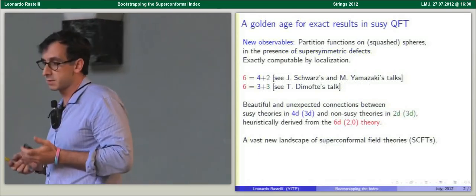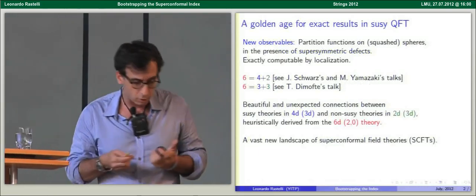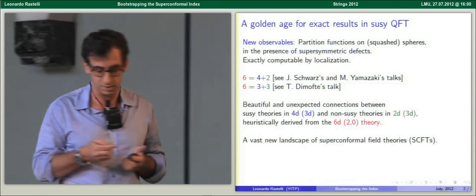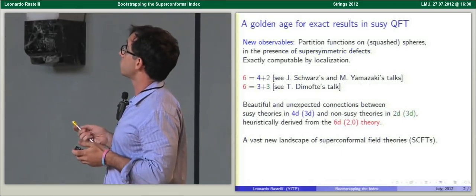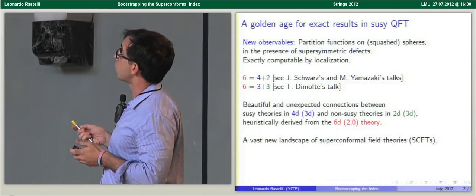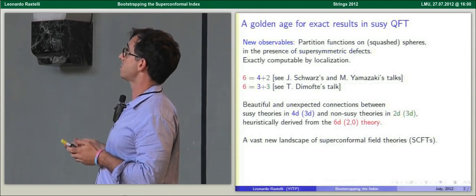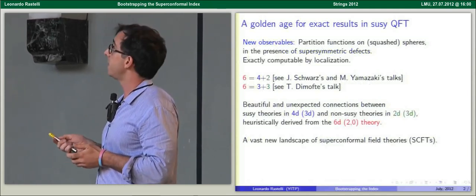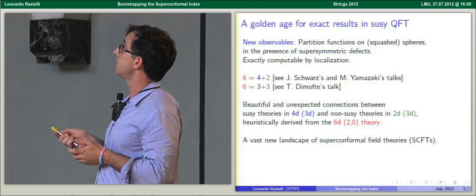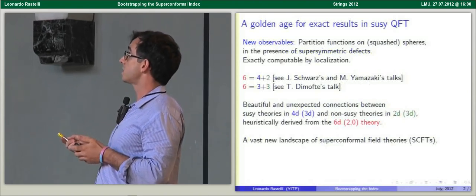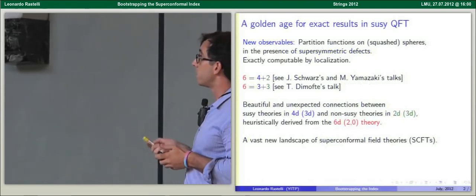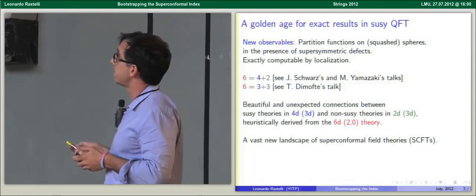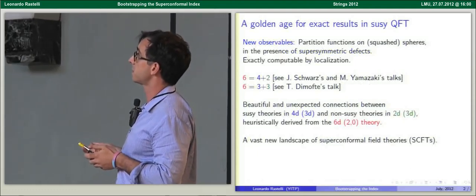And much recent progress stems from looking at a new class of observables. One places the theories in rigid backgrounds, which are typically products of squashed fields, often in the presence of supersymmetric defects. And the main discoveries are highlighted here: 6 equals 4 plus 2 and 6 equals 3 plus 3, by which I mean some really surprising mathematical physics connection between supersymmetric theories.